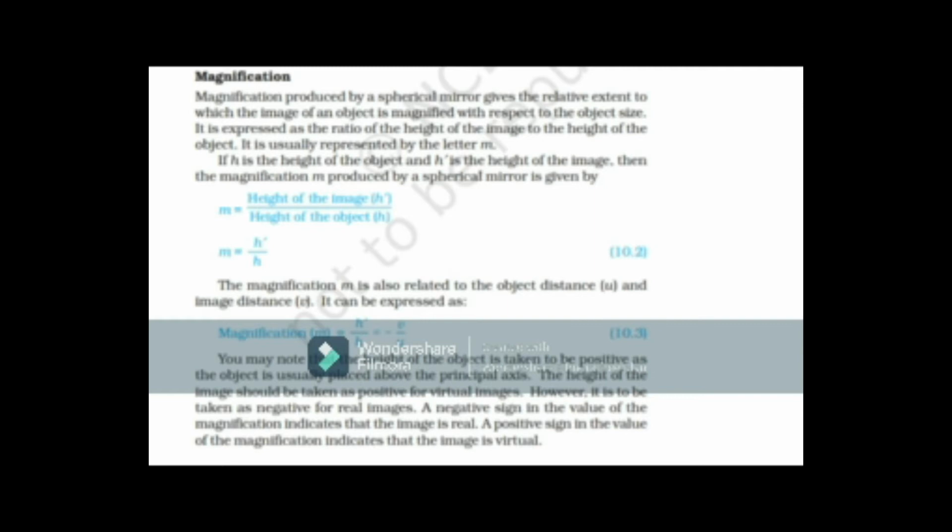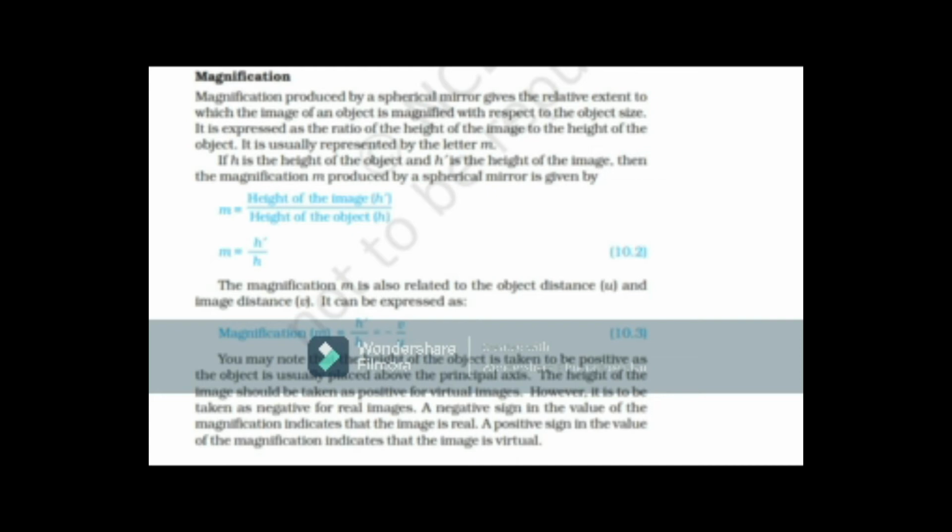The magnification m is also related to the object distance and image distance. It can be expressed as magnification is equal to h' by h, that is equal to minus v by u. You may note that the height of the object is taken to be positive as the object is usually placed above the principal axis. The height of the image should be taken as positive for a virtual image. However, it is to be taken as negative for a real image.